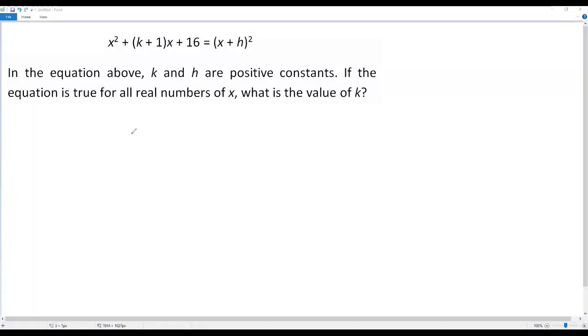Here we have a SAT math problem. Okay, let's go with the question. x² + (k + 1)x + 16 = (x + h)². In the equation above, k and h are positive constants. If the equation is true for all real numbers x, what is the value of k?